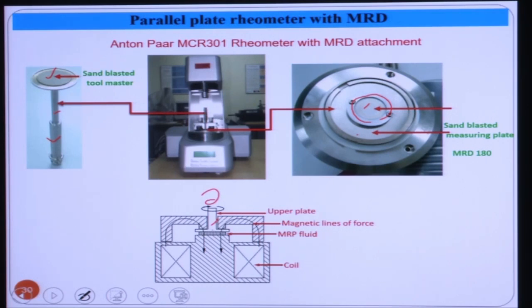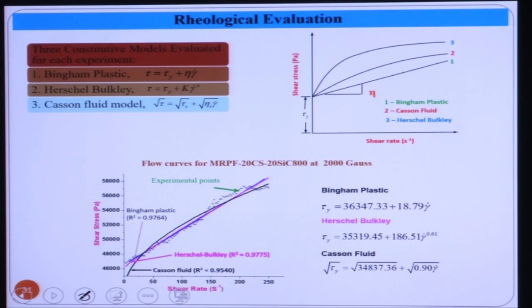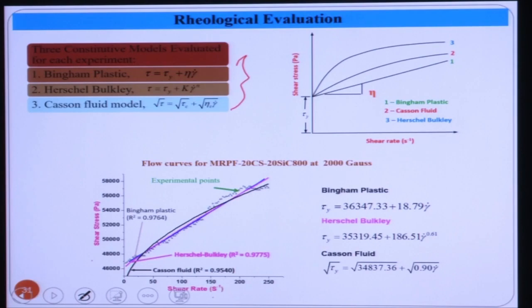So at different rotation, at different shear rate, you will get different shear stress, and these values you can plot. This is the shear rate and shear stress. At different shear rates, you can plot the shear stresses, and these values you can connect or fit using three different equations which are used for modeling of magnetorheological fluid: the Bingham plastic, Herschel-Bulkley and Casson fluid. So we have fitted these points using these three equations.